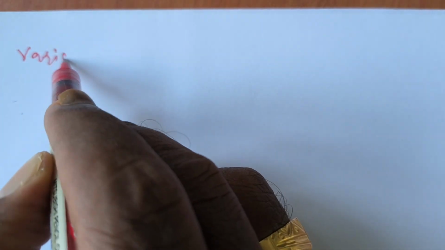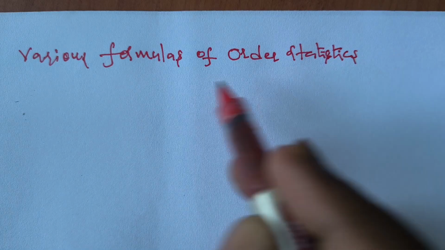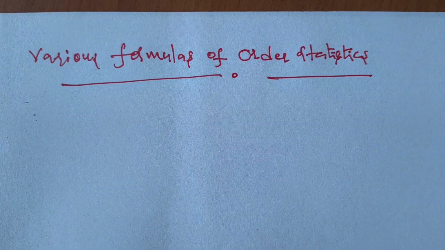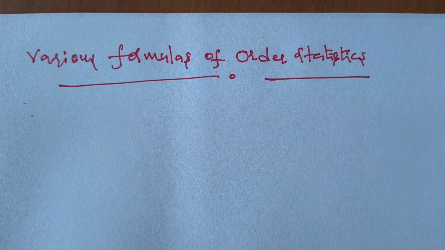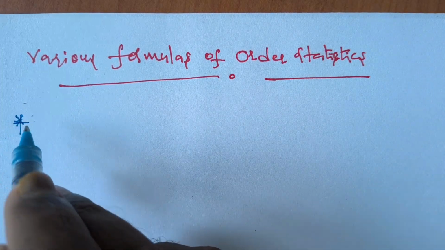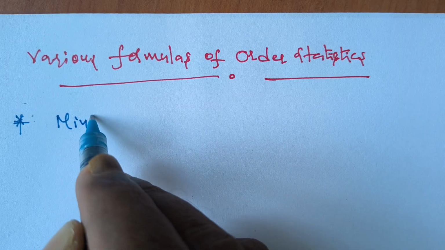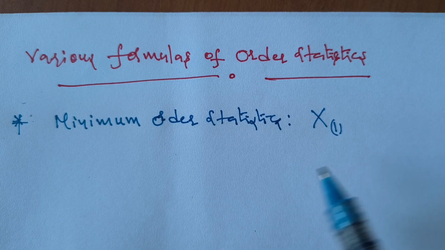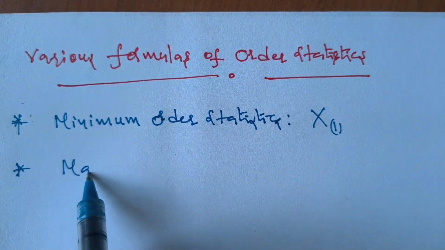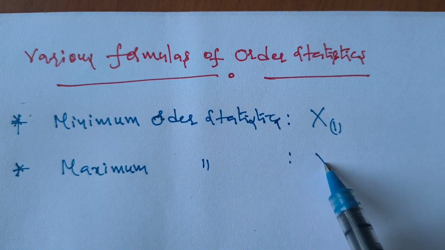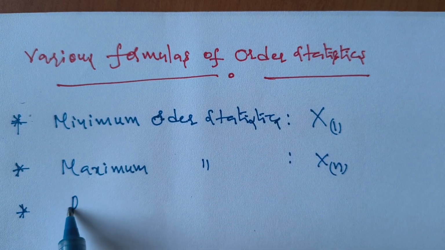Hello students, in the last class we discussed the concept of order statistics. In this class we will learn the elementary formulas of order statistics. The first one: the minimum order statistic is always denoted by X suffix bracket 1. The maximum order statistic is always denoted by X suffix bracket small n.